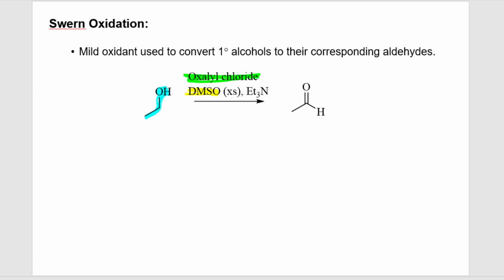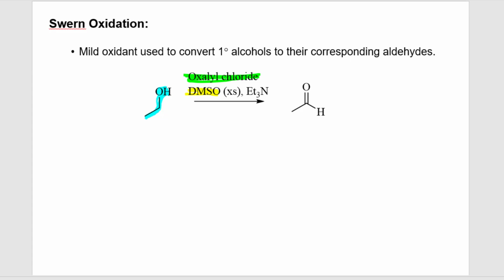We also have it fairly buffered. So although HCl is generated during the process, you'll notice that there's triethylamine used here as a weak base. It serves as both a buffer and as a base to do the actual E2 elimination that we need in order for the reaction to occur.